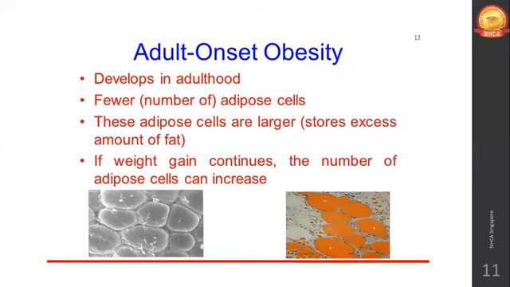Adult onset obesity develops in adulthood. The number of adipose cells will not change much. Whatever adipose cells you had during your growing age, the same adipose cells will be used for giving you obesity later. But these adipose cells are larger in size. They can store a lot more fat. And if the weight gain continues, then only the adipose cell number will increase. Otherwise, no. So people who were never obese during their childhood or infantile stage, and have just begun to be overweight, it's easier for them to make a lifestyle change and never be obese again. But if you don't discontinue your bad food habits, you will not only have larger adipose tissue, but you will have more number of adipose tissue.